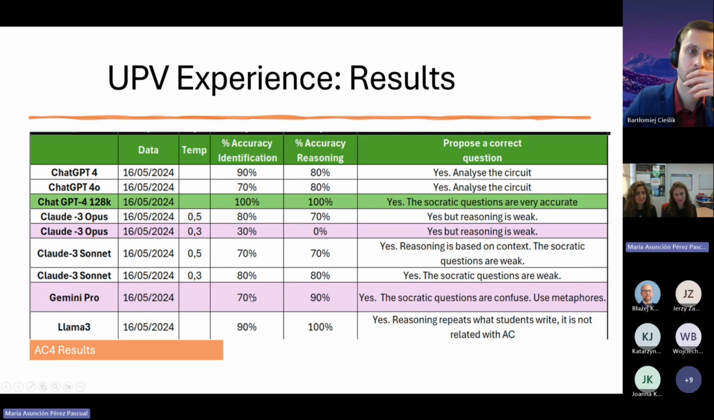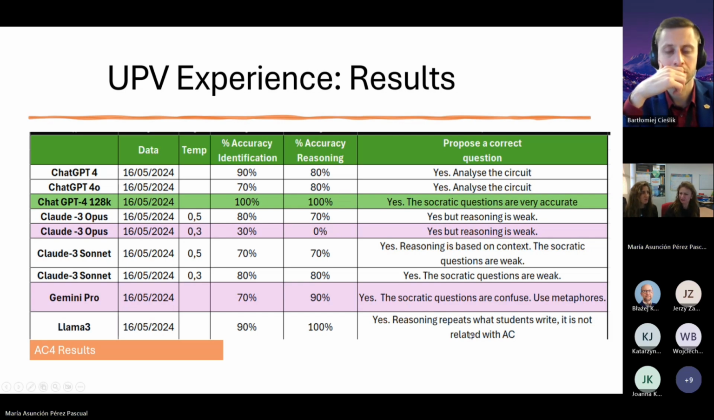Some of them are very good at identifying. For instance, Llama is very good at identifying, but it doesn't reason as well as ChatGPT. With ChatGPT Turbo, we feel cloned. Yes. The feeling is that it's me talking. Yes. It's me. But this is in our case.